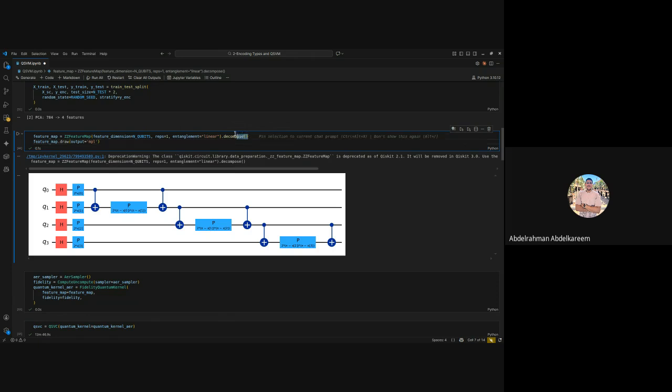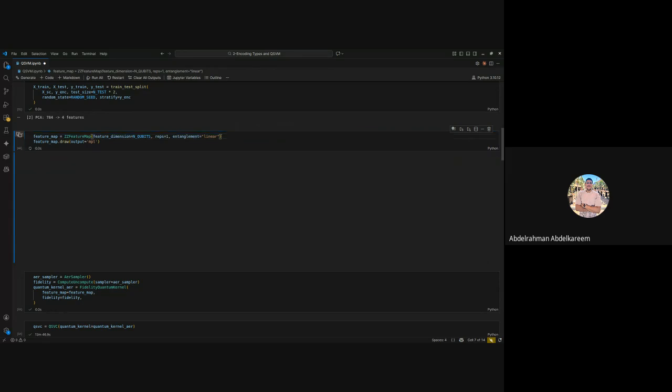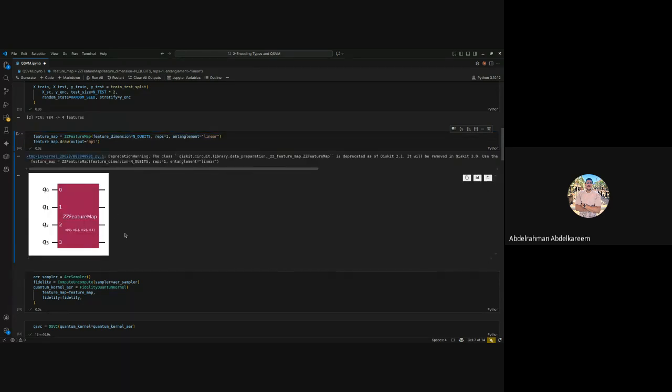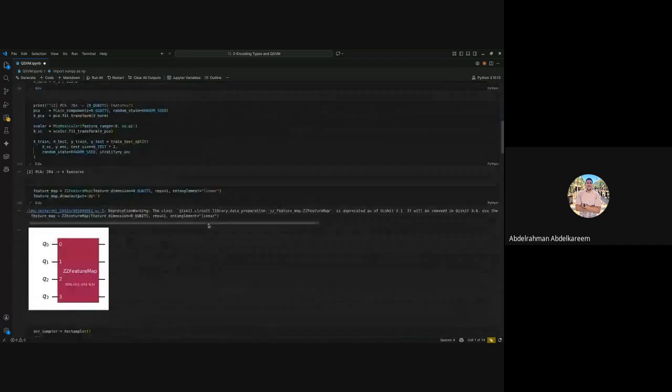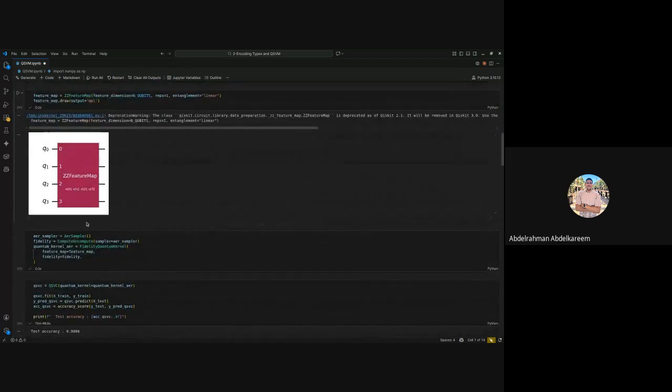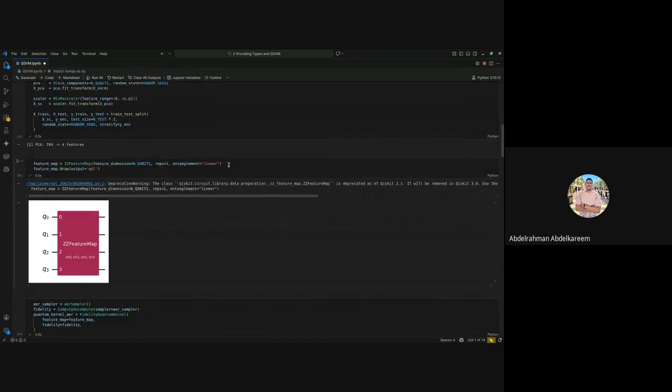Okay. Then we decompose the ZZ feature map, and we draw it. If we didn't decompose it, it would look like that. This is the feature map. It's an abstract gate, and when we try to run the sampler, it will give us an error as it doesn't understand the instruction called the feature map. So you need to decompose it or to transpile it later on.